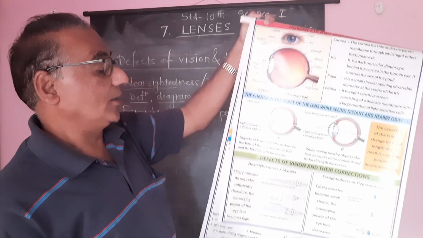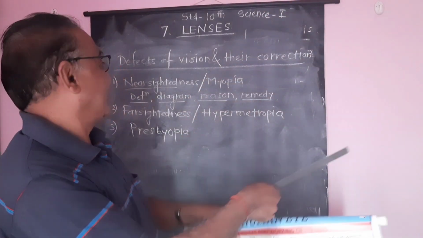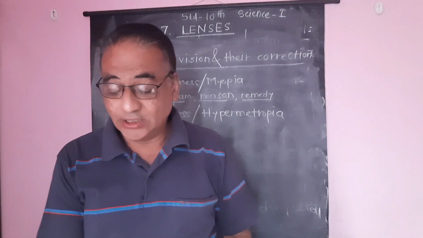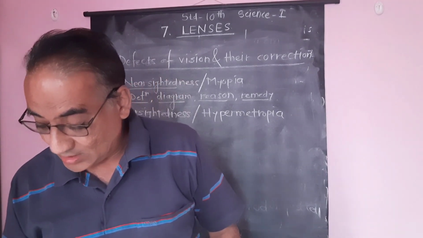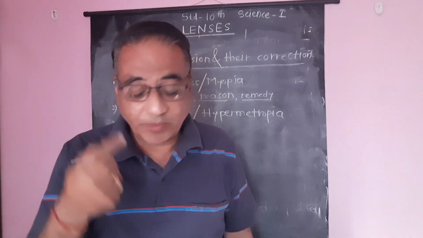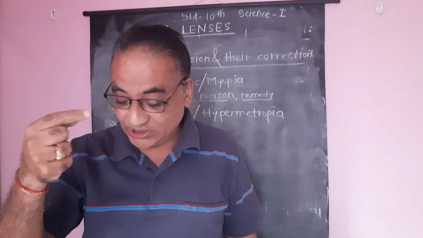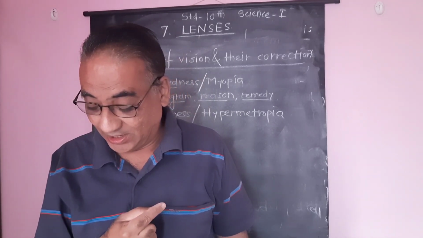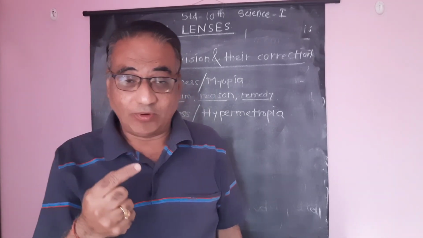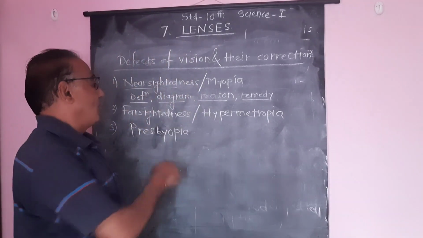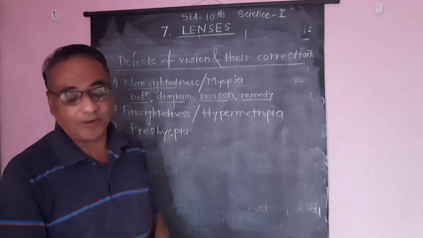Right. Now second, farsightedness. What is meant by farsightedness? In this case, the human eye can see distant objects clearly, we can see faraway objects clearly, but cannot see nearby objects clearly. Now let us try to understand the reasons for farsightedness or hypermetropia.